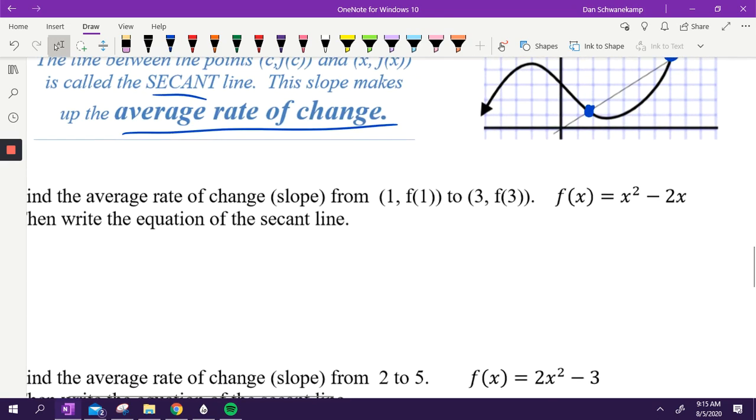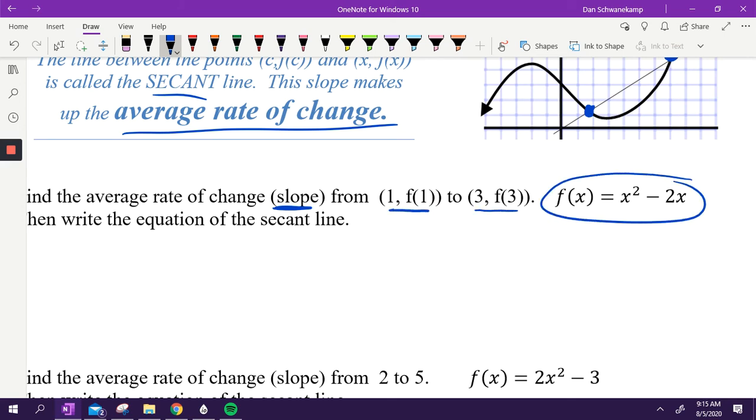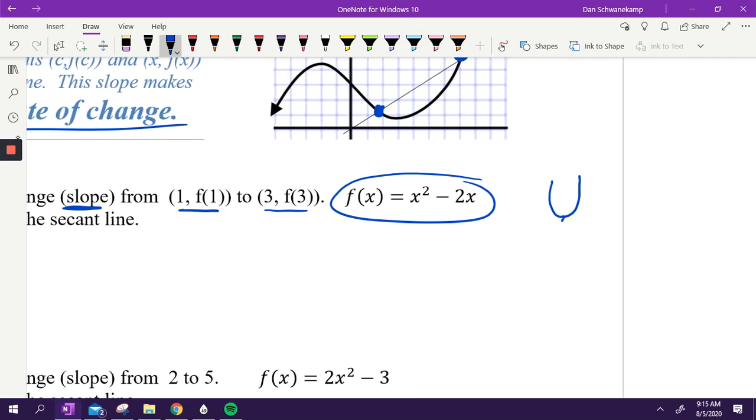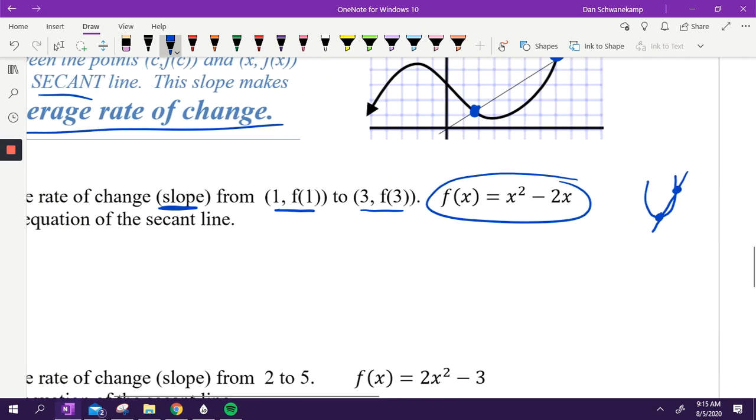Find the average rate of change, the slope, from 1, f of 1, to 3, f of 3, on that graph right there. So this is a parabola. You are finding the slope between two dots. That's basically what we're trying to describe here. That's what average rate of change means.